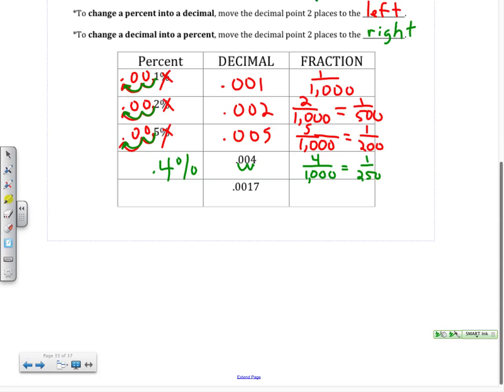All right, the next one, 17 ten thousandths, because the 7 is in the tenths, hundredths, thousandths, ten thousandths place. Looks like that is a fraction. To get it to be a percent, I'm going to move the decimal point 2 places to the right, add my decimal, and it becomes 0.17%. So these are all fractions or percents that are less than 1%.